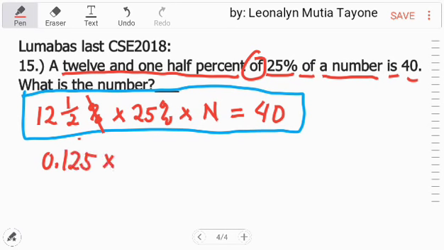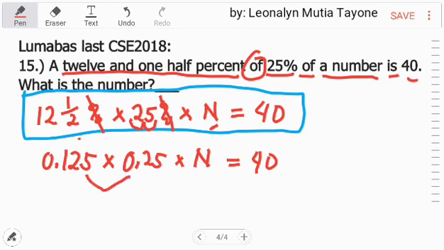Multiplied by 25%, si 25%, i-divide natin ng 100% para ma-cancel out si percentage sign. So, magiging 0.25 na lang siya. In other words, mag-move tayo ng 2 decimal places to the left side. 1, 2. So, magiging 0.25 na lang siya. I-multiply natin itong number na hinahanap natin, equals 40. Next, i-multiply muna natin ito.